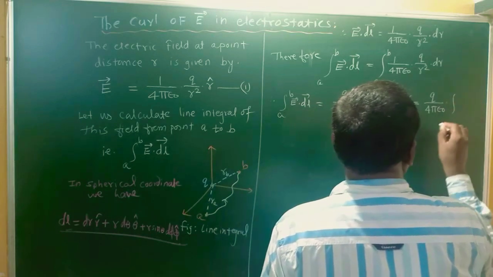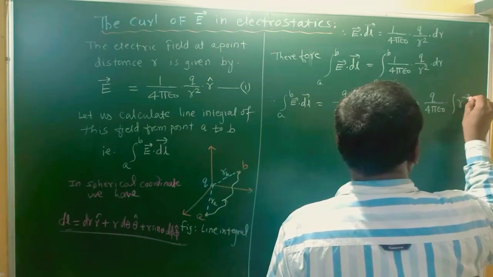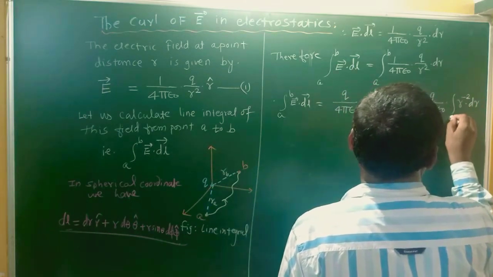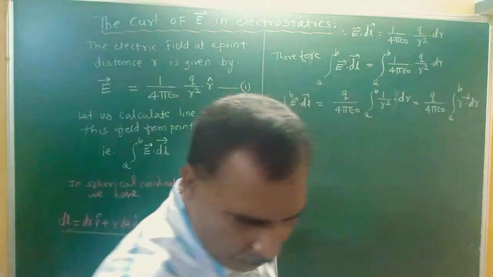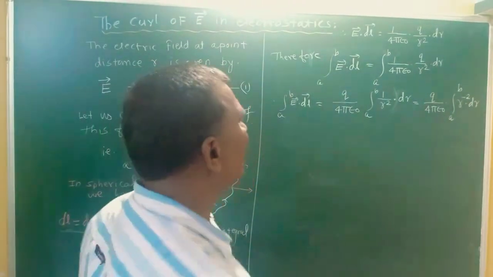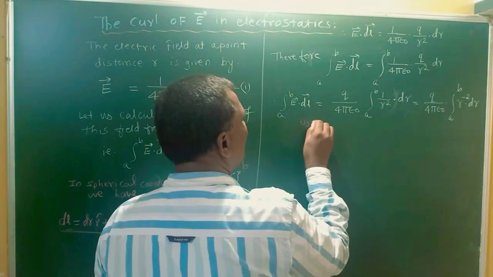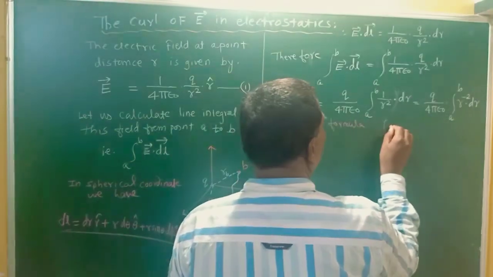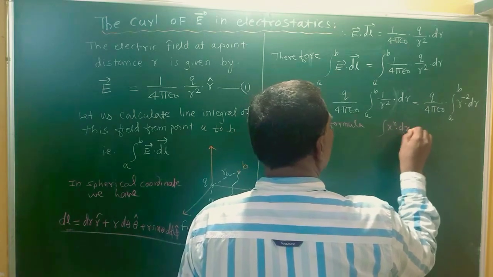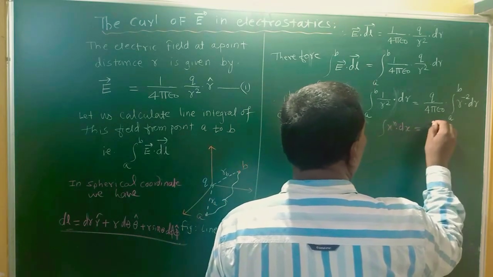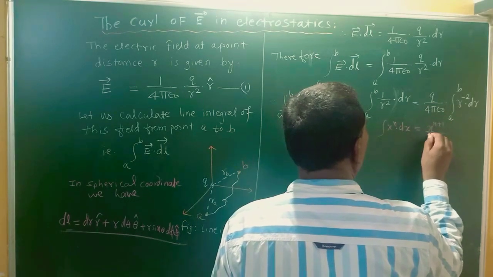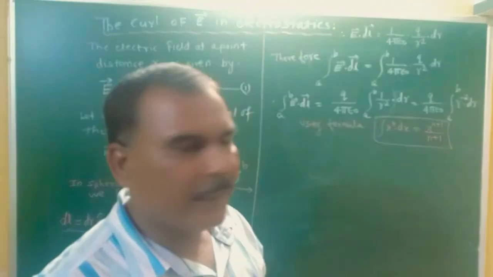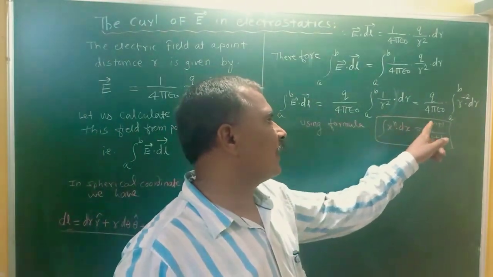the integration of r raised to minus 2 into dr, from A to B. You know the one formula for the integration for solving this: using the formula, integration of x raised to n into dx is equal to x raised to n plus 1 divided by n plus 1. Use this formula.